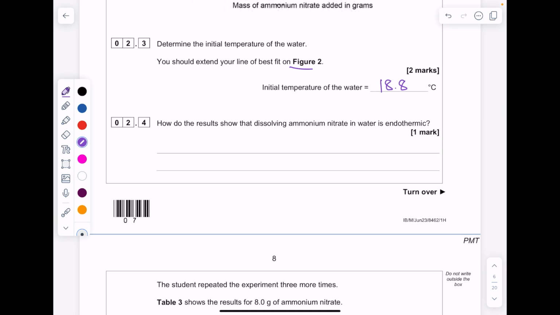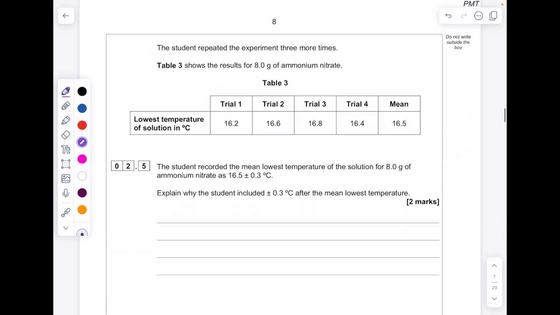How do the results show that dissolving ammonium nitrate in water is endothermic? I've already accidentally answered that because the temperature decreased. They talk about the lowest temperature reached. The student repeated the experiment 3 more times. Table 3 shows the results for 8 grams of ammonium nitrate. The student recorded the mean lowest temperature of the solution for 8 grams of the ammonium nitrate as this. Explain why the student included a plus or minus 0.3 degrees Celsius after the mean lowest temperature.